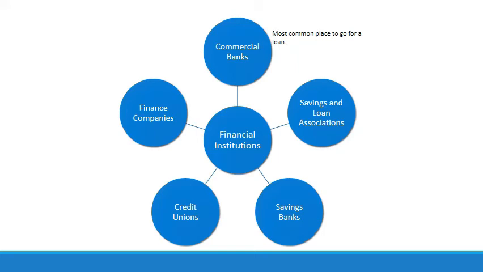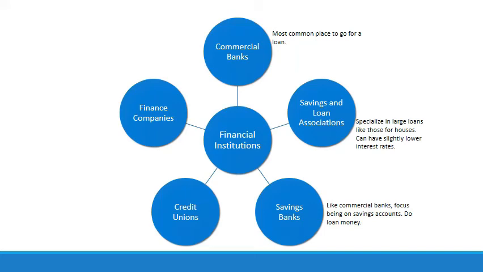But you see also these savings and loan associations, and they specialize in large loans like those for houses, and they have slightly lower interest rates. One of the reasons why they're able to drop their rates down a little is because the amounts of money they deal in overall will generate greater profits. We have savings banks. These are like the commercial banks, but they focus on savings accounts. They do a lot of loan money. Basically, if you're putting money into a savings bank, it's not something you're planning on pulling out anytime soon. So that generates large amounts of money for these banks to then loan out to people.